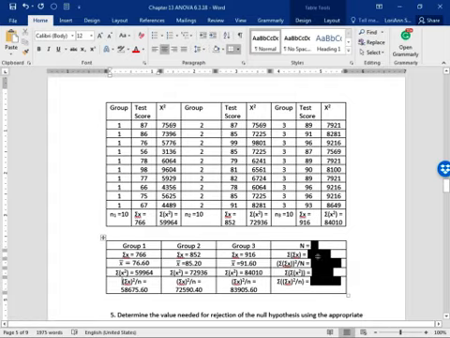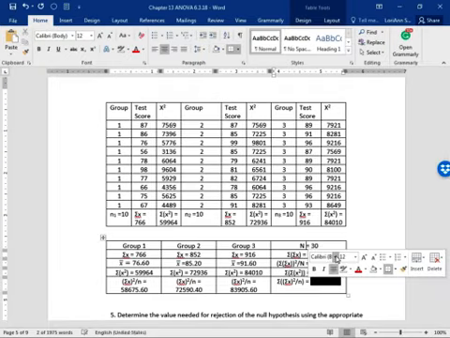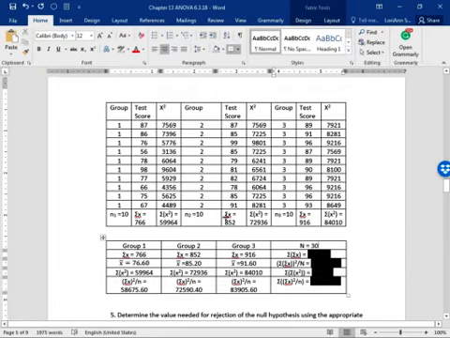Now, you can see that these are little n's because these are each one of the samples. This big N means the total number of participants within the ANOVA. In this particular case, that's going to be 30, because 10 plus 10 plus 10 equals 30.